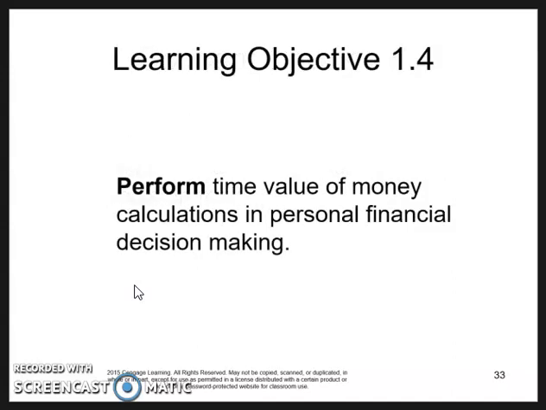So, learning objective 1.4: perform time value of money calculations for financial decision making. Just a note, there will be a separate lecture on this. I'm going to talk through this, but there will be a separate lecture, and I will work through using the BA II Plus to calculate the various calculations in this chapter.